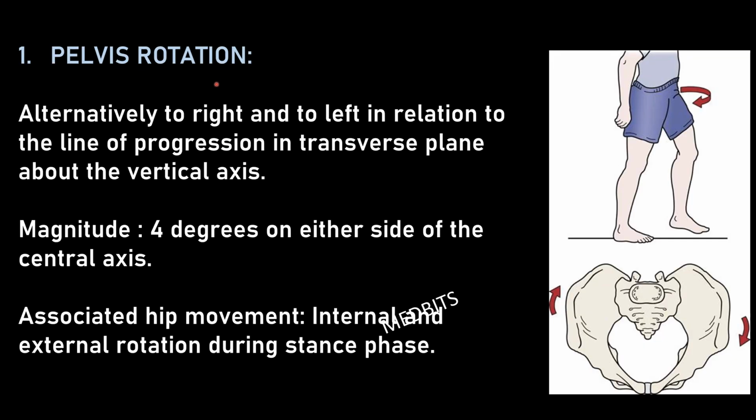Pelvis rotation: alternately to the right and to the left in relation to the line of progression, in the transverse plane about the vertical axis. So you know that this is the transverse plane, right? Magnitude is 4 degrees on either side of the central axis. Associated hip movement is internal and external rotation during stance phase.